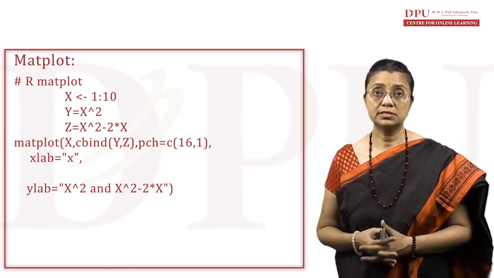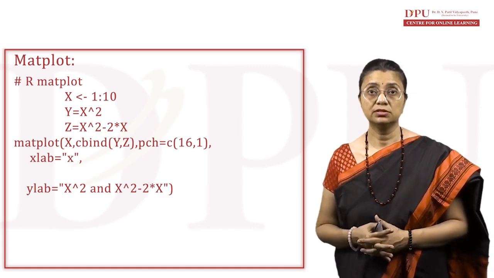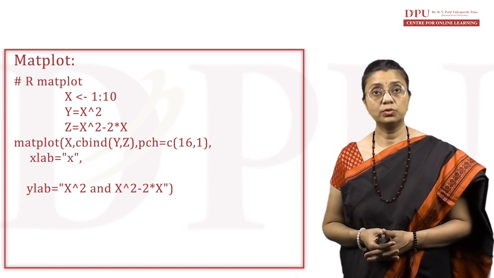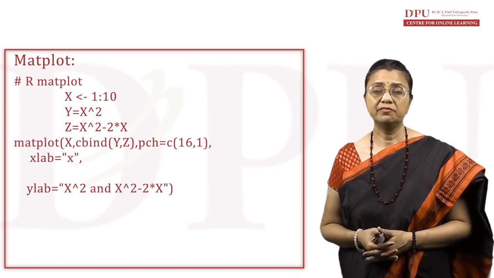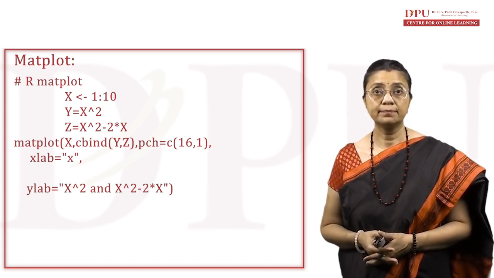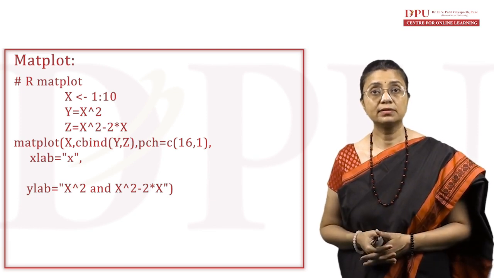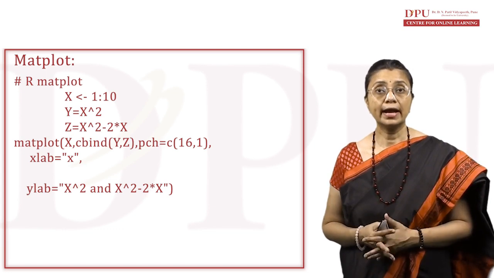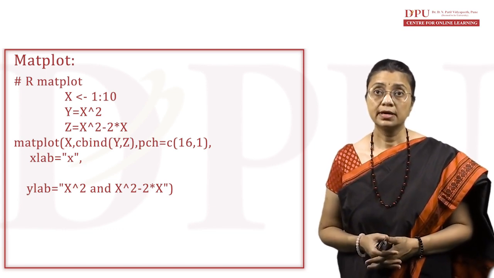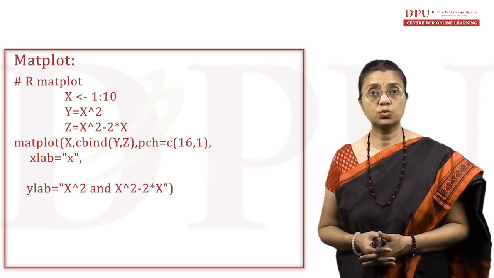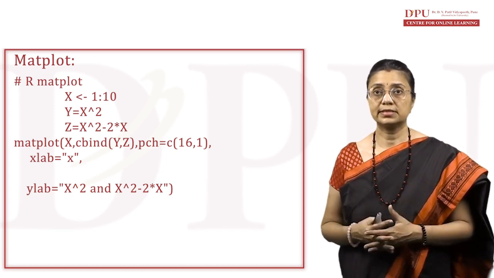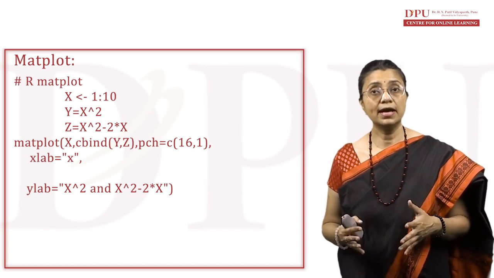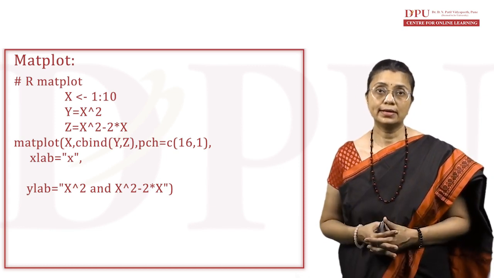And matplot is a function where within the function we are passing x, which is our value from 1 to 10, cbind, and we are passing y and z, and then pch where we are giving 16, say 1, and xlab is equal to x and ylab is equal to x square. You will ask what is xlab? So xlab is basically the label on the x-axis and ylab is the label on the y-axis.